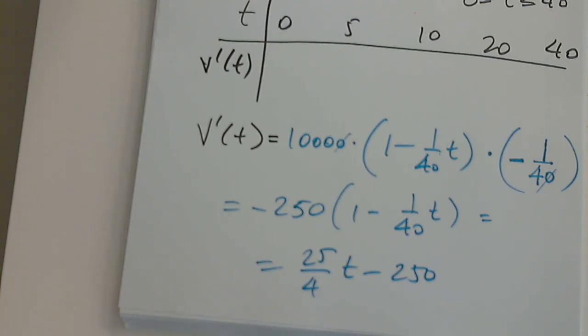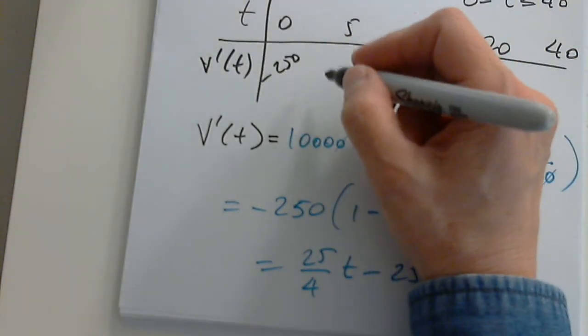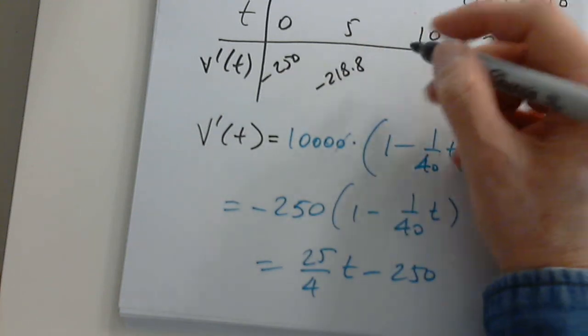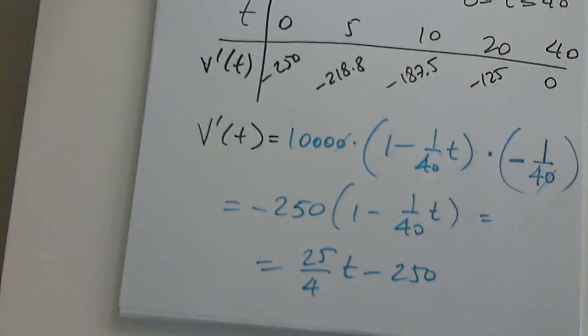And then with second and table, I plug in 0 and 5 and 10 and 20 and finally 40. And I copy. Why is the rate of change negative? Because the volume is decreasing. Very good. So negative 250, negative 218.8, negative 187.5, negative 125 and 0.